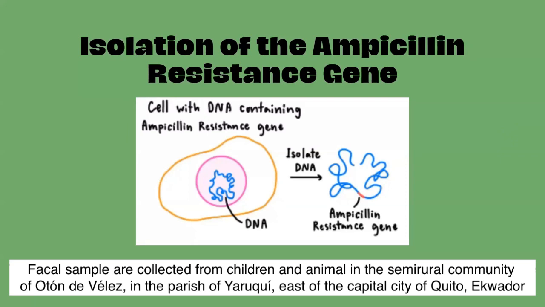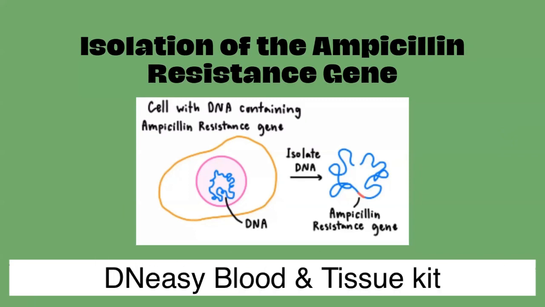In this research, the study was carried out in a semi-rural community located at an altitude of approximately 2,500 meters above sea level, east of the capital city of Quito in Ecuador. The fecal samples were collected from children and animals such as guinea pigs and chickens. The samples were transported in a cooler at approximately 4 Celsius to the laboratory and were processed within 8 hours of collection. In total, DNA was extracted using the DNeasy Blood and Tissue kit from Germany.